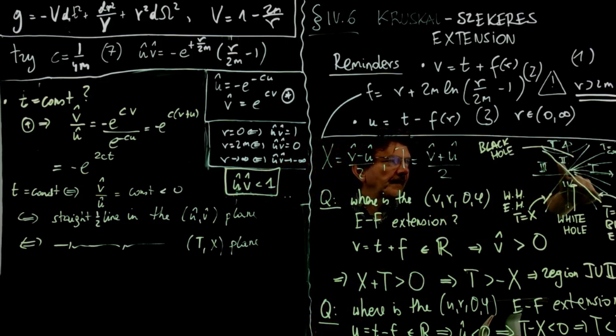So they do something funny. They kind of accumulate at this point where the black hole and the white hole event horizons meet.